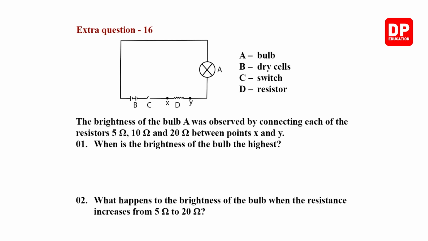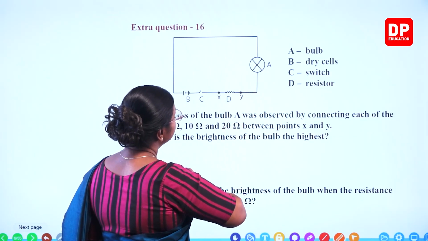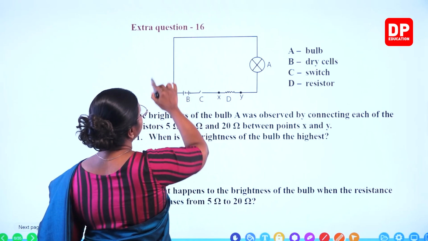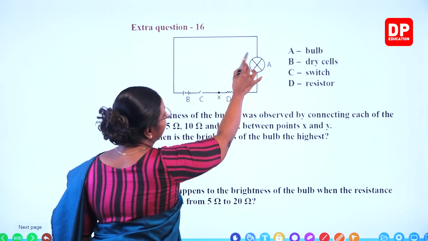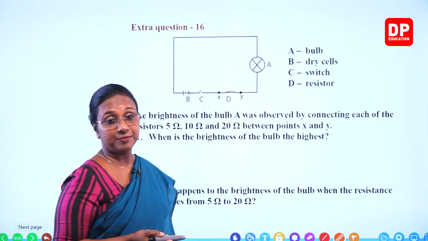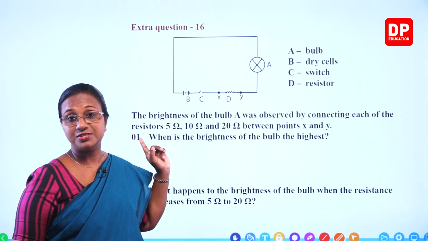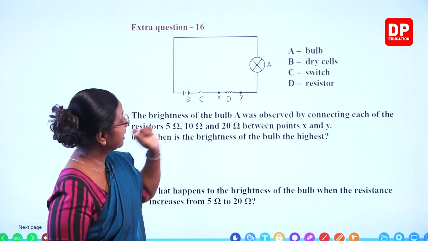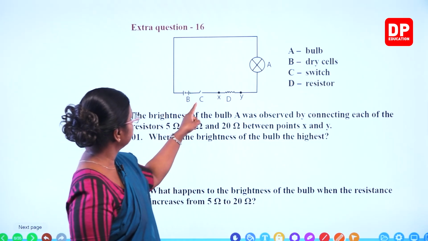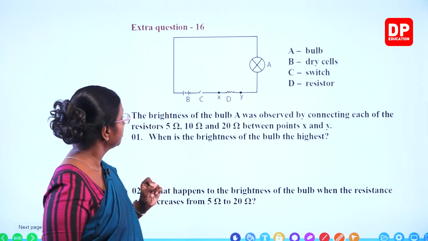Extra question 60. So here, of course, they have given us a circuit. You all are familiar with the circuit symbols, but there they have given what the symbols are as well. So here you can see this is the conducting wire, and here is a bulb. A filament bulb is denoted as A. Then here you can see there are batteries, dry cells. So that is labeled as letter B. Then C, you know the symbol, that is for a switch. So C is a switch.